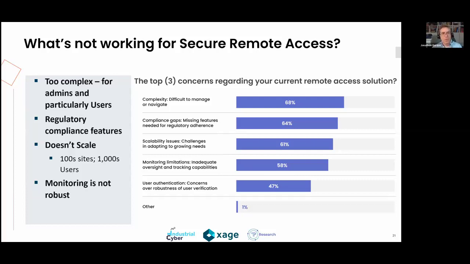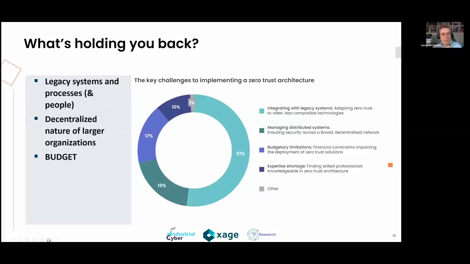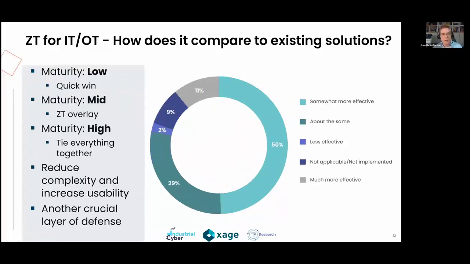So I just want to make sure I didn't slip a slide by accident. When we asked folks how this zero trust approach really compares to some of the existing solutions, we found that 50% of people claim that it's somewhat more effective. 29% thought that it's more of the same. So again, half the respondents consider it to be more effective, and that could be that it's easier or less complex, easier to deploy and easier to use as well.